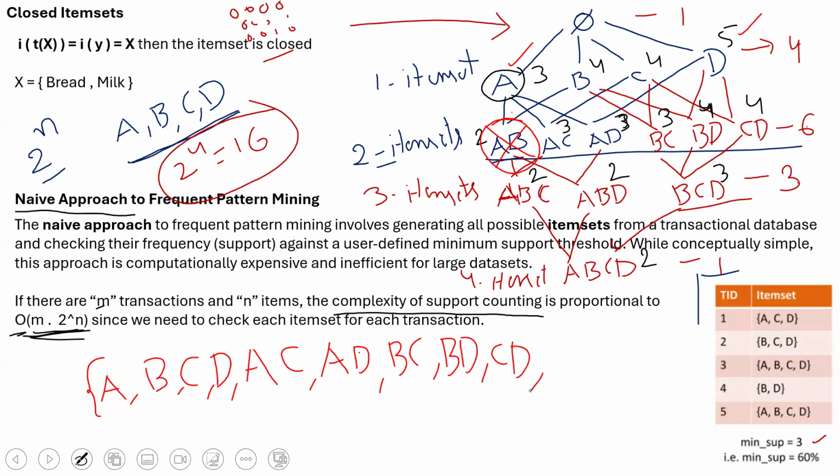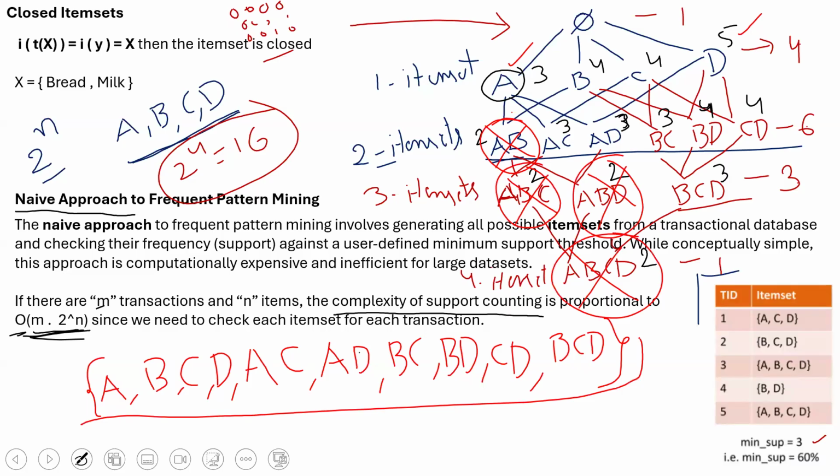Now coming back to ABC, ABC is not valid because support is 2. ABD is not valid, support is 2. And BCD is valid, right? And ABCD is also not valid because its support is 2. Okay, so this is the frequent pattern item set that you're trying to solve. This is what you're trying to find out.